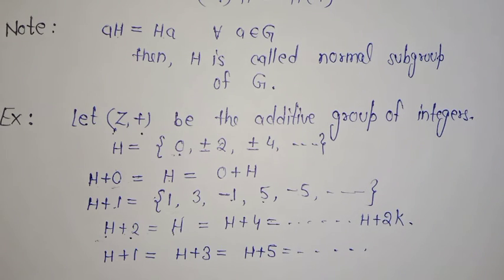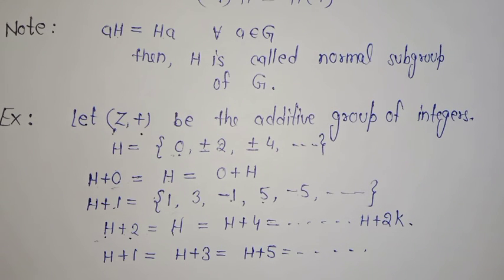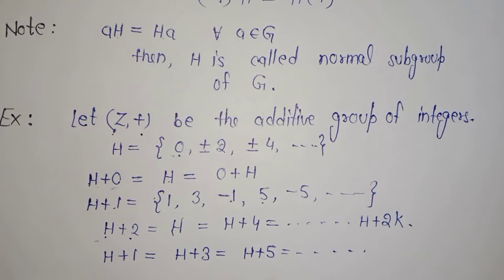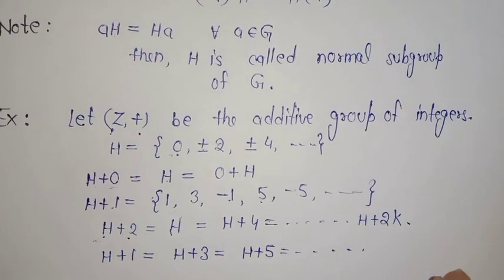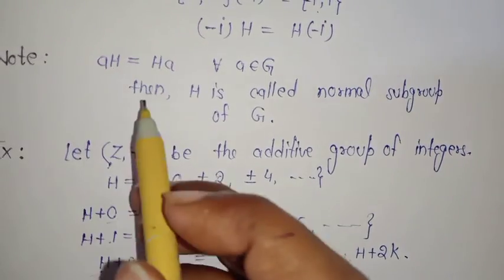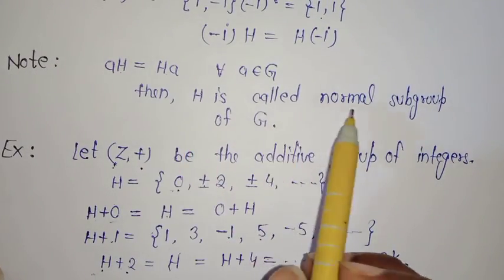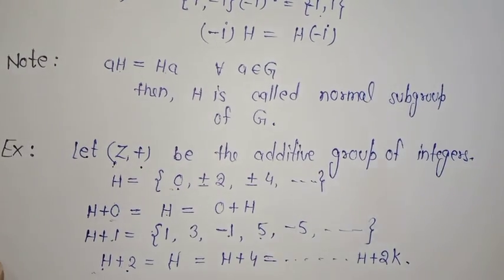So I hope you understand today's concept, how to find the cosets when the given group is additive or multiplicative, and what the concept of a normal subgroup is. I have just given a little concept about the normal subgroup. I will discuss it completely.